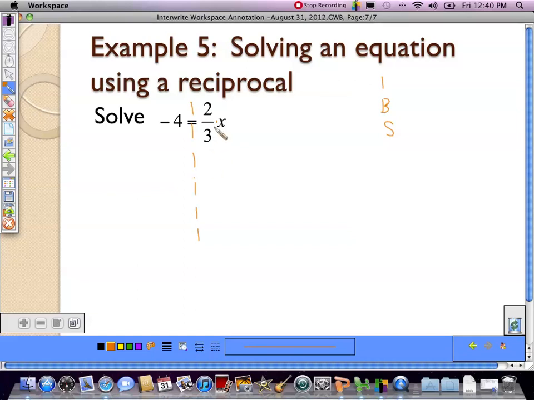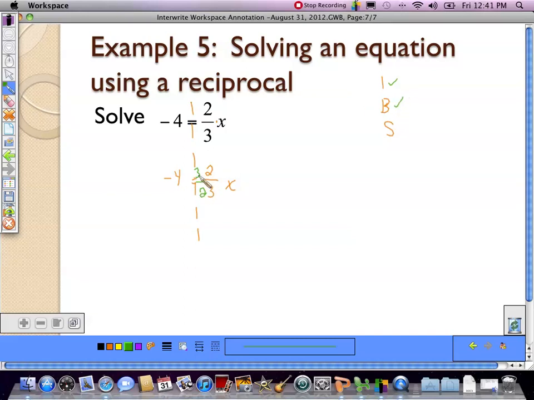So let's try it. And I'm just going to rewrite the problem. We have 2/3 times x equals -4. All right, we're going to multiply by the reciprocal. So I'm going to put a little dot here for multiplying. Now, the reciprocal is just flipping the fraction. So let's flip the fraction. It's going to be 3/2. Multiplying by the reciprocal of this fraction. All right, that's the first step. The second step would be to balance.